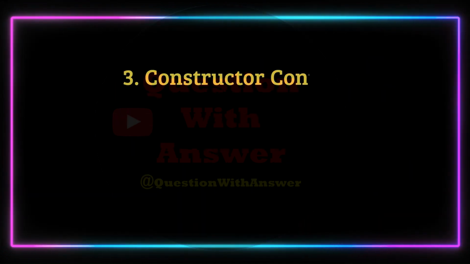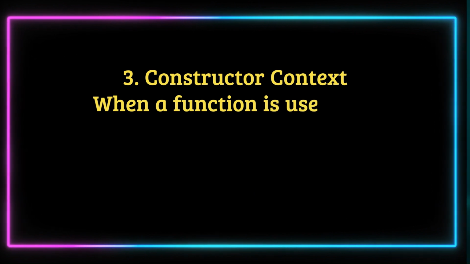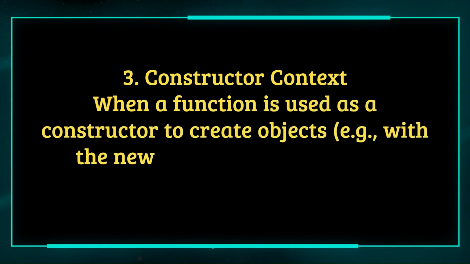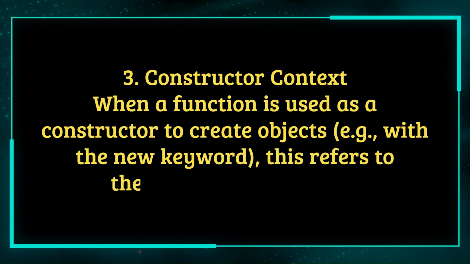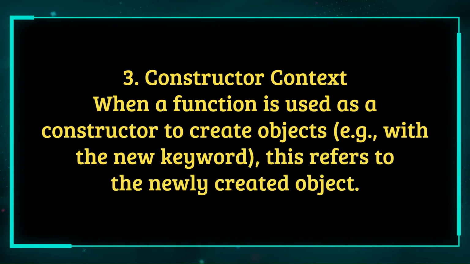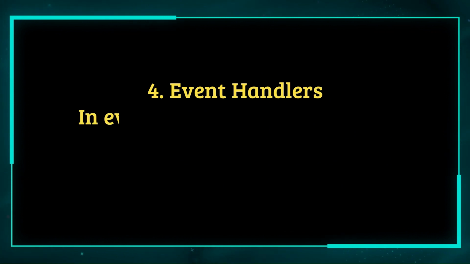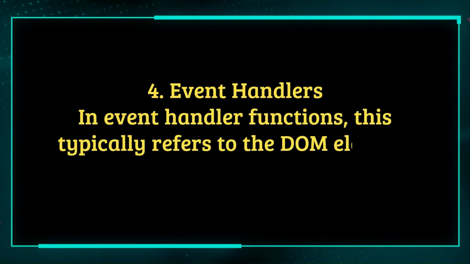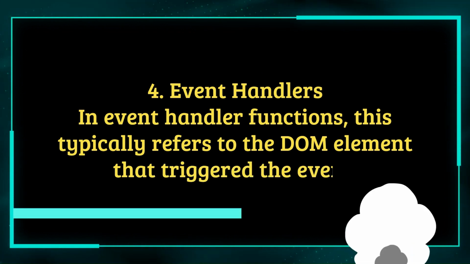3. Constructor context. When a function is used as a constructor to create objects, for example with the new keyword, this refers to the newly created object. 4. Event handlers. In event handler functions, this typically refers to the DOM element that triggered the event.